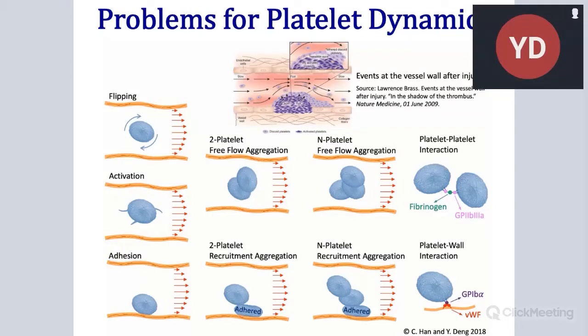We had a PhD on activation 2 or 3 years ago, and now we have a bunch. Each one is almost assigned as a thesis. And now there's a free flow. The second one is two platelets. With two platelets, you study first the aggregation, and then the so-called recruitment aggregation.